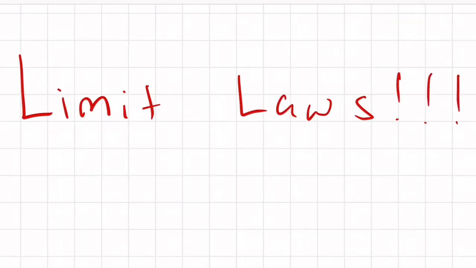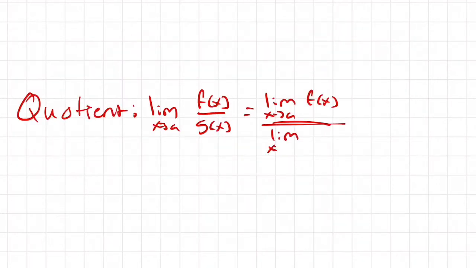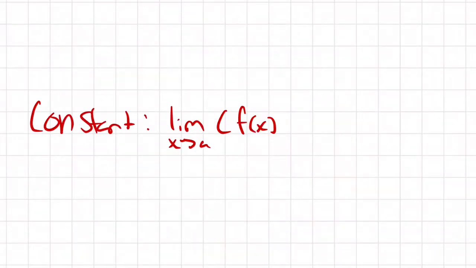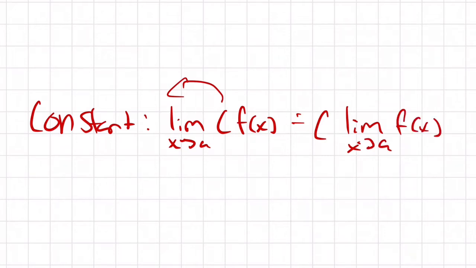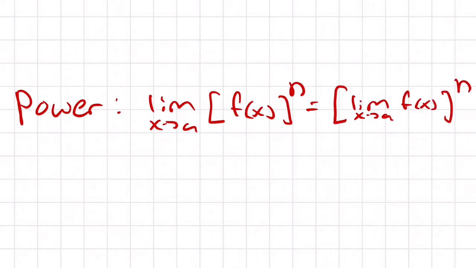So let's talk about some limit laws. The sum, difference, and product laws state that you can evaluate limits term by term. The quotient law says the same thing. However, the limit of the function in the denominator can't be 0, as you cannot divide by it. The constant multiple law states that you can pull constants out when evaluating the limit of a function. The power law states that you can evaluate the function within the exponent and then apply the exponent later.